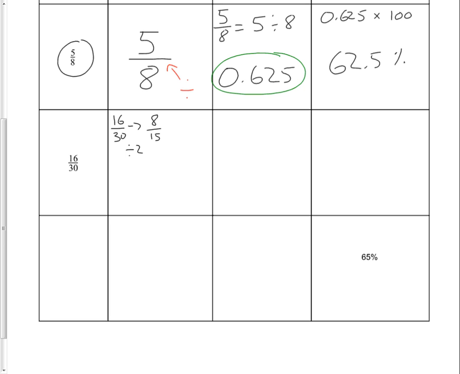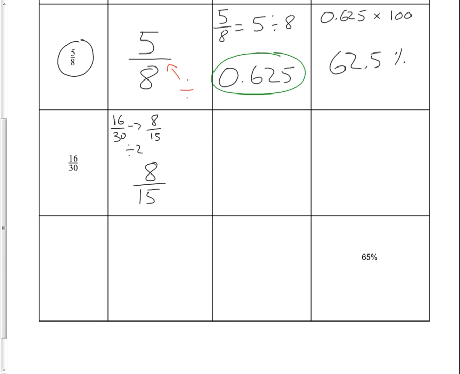So in this instance, my final fraction in lowest terms is actually 8 over 15. Okay, so 8 over 15 is my fraction in lowest terms. So now what I want to do is convert that fraction into a decimal.